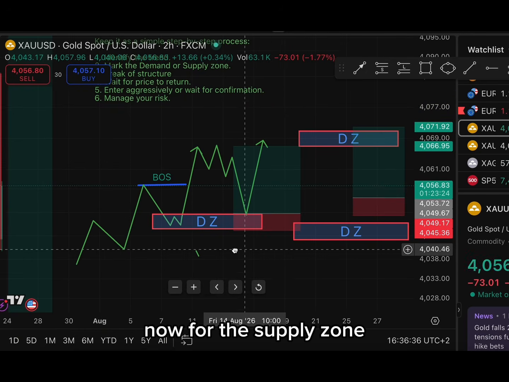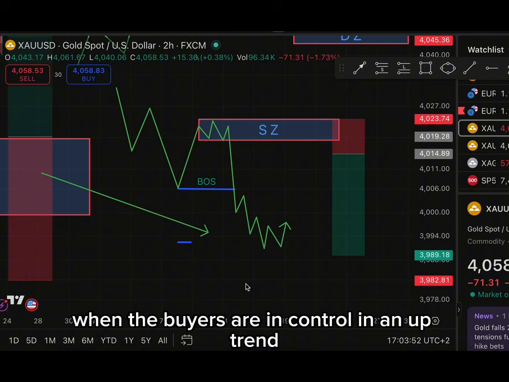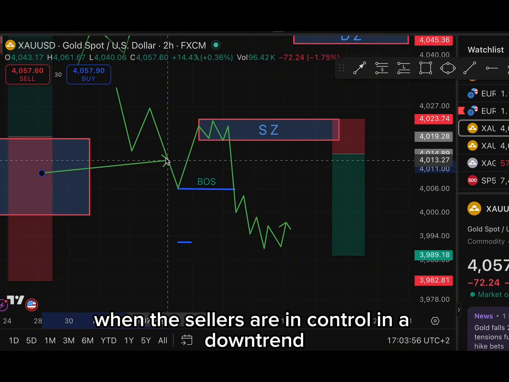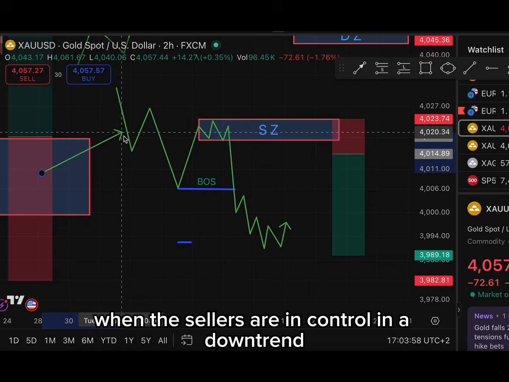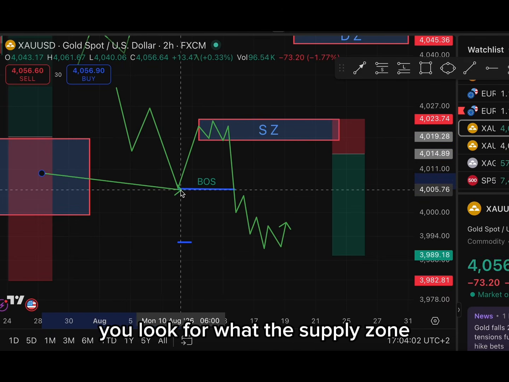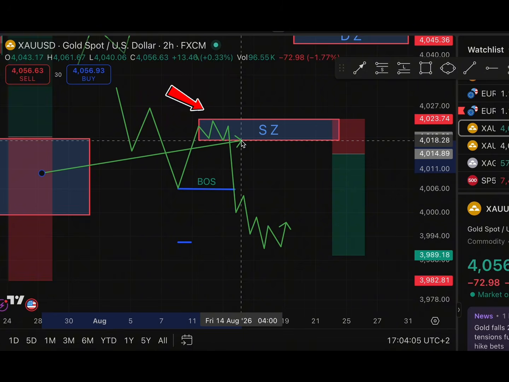Now for the supply zone. When the buyers are in control in an uptrend, you look for what? The demand zone. When the sellers are in control in a downtrend, giving us a series of what? Lower low, lower high, lower low. You look for what? The supply zone.